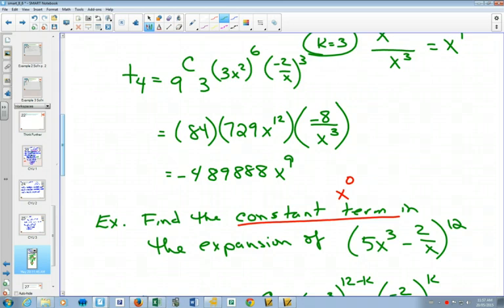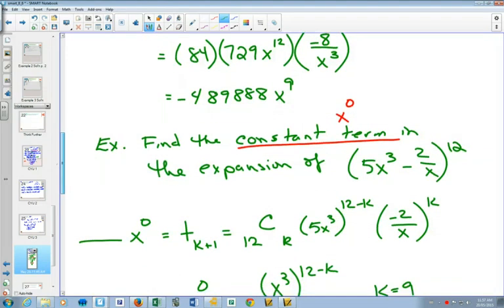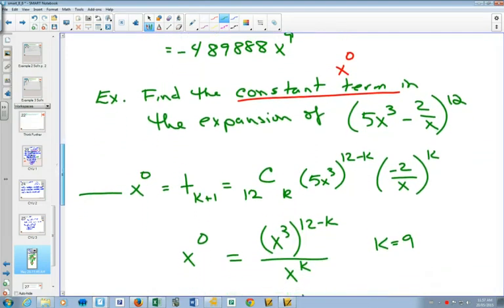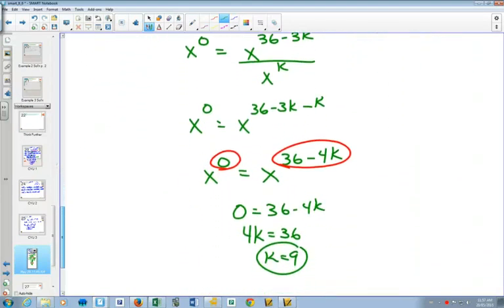So if instead of 5x cubed minus 2 over x, it just would be like 5x cubed minus 1 or so, then the last term is a constant term. Yeah, then the last one would be a constant term if there's no x's in that.